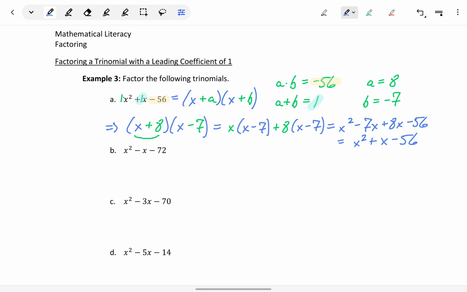So this process of finding these two values, a and b, is helping us set up something of the form x plus a times x plus b, which will always expand back out, and we can always check our work to verify, to get us to that original expression.